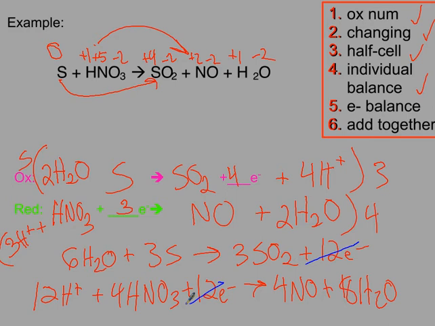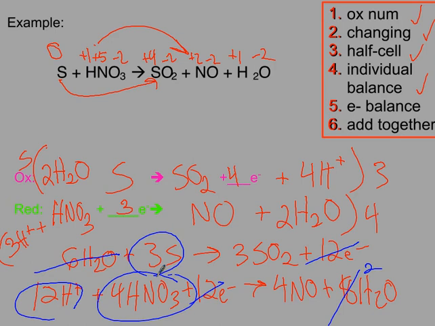I've got 6 waters that cancel all but 2 of these, so I'm left with 2 waters here. And I do have some H pluses that didn't go away. And those should have just been there in the first place. And then I can add the 2 reactions together. So I'll have, when I'm done, my 12 H pluses plus 3 sulfurs plus 4 nitric acids goes to 3 SO2s, 4 NOs, and then my 2 waters that didn't go away. Okay? And that makes sense because I had nitric acid to begin with, and so these H pluses would be in water because of the nitric acid I added.